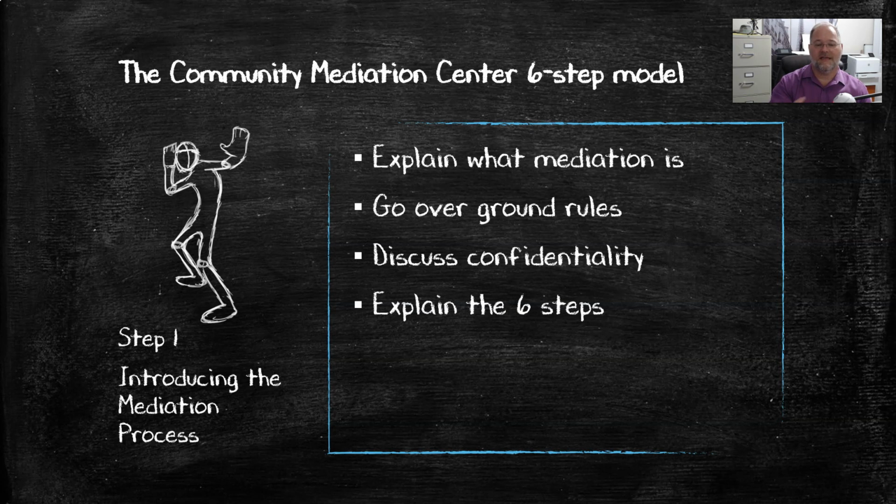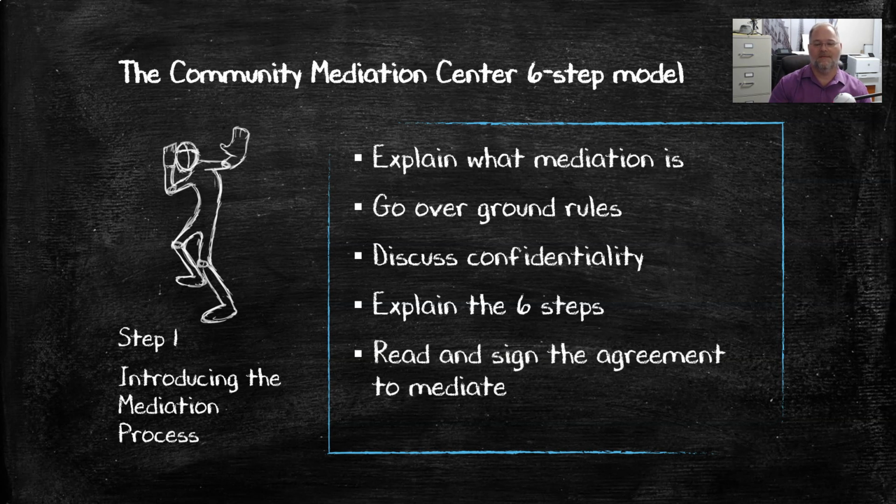You're going to go over the 6 steps, which we're going to walk through. The first one, right now, you're going to literally go: we're going to do a 6-step model. Step 1, what we're doing now is this. This is the idea of that model. And then you're going to read an agreement to mediate.